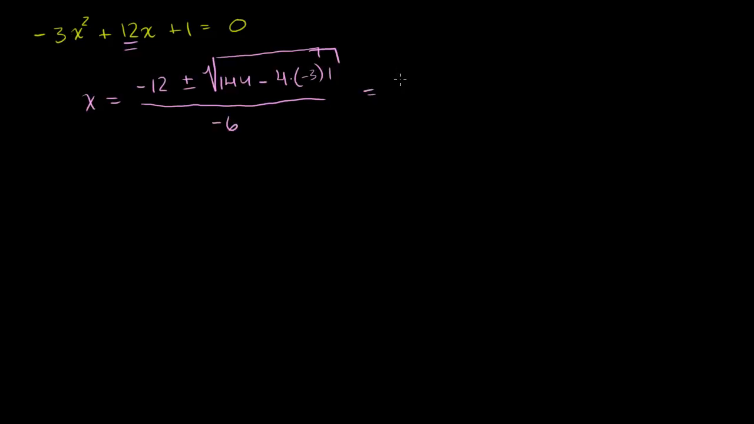This is going to be equal to negative 12 plus or minus the square root of, what is this? The negative times the negative, they cancel out. So I have 144 plus 12. So that is 156, right? 144 plus 12. All of that over negative 6.